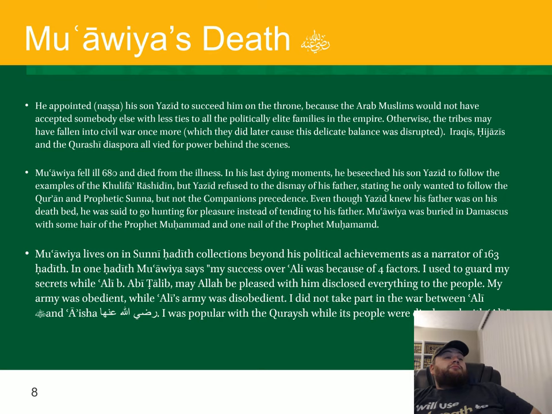He narrated 163 hadith. And in one of these hadith, Muawiyah says, my success over Ali was because of four factors. I used to guard my secrets while Ali bin Abi Talib, may Allah be pleased with him, disclosed everything to the people. My army was obedient while Ali's army was disobedient. I did not take part in the war between Ali and Aisha, radiyallahu anhum. I was popular with the Quraysh while its people were displeased with Ali. Remember, many clans of the Quraysh did not give bay'ah to Ali.